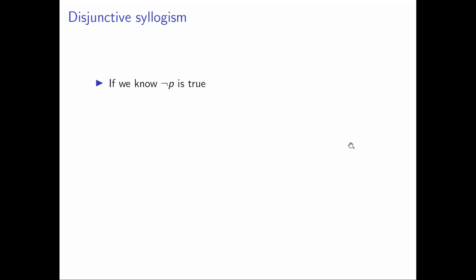The next one is called disjunctive syllogism. Suppose we know that not P is true. And suppose we also know that P or Q is true. Then we can conclude that Q is true.